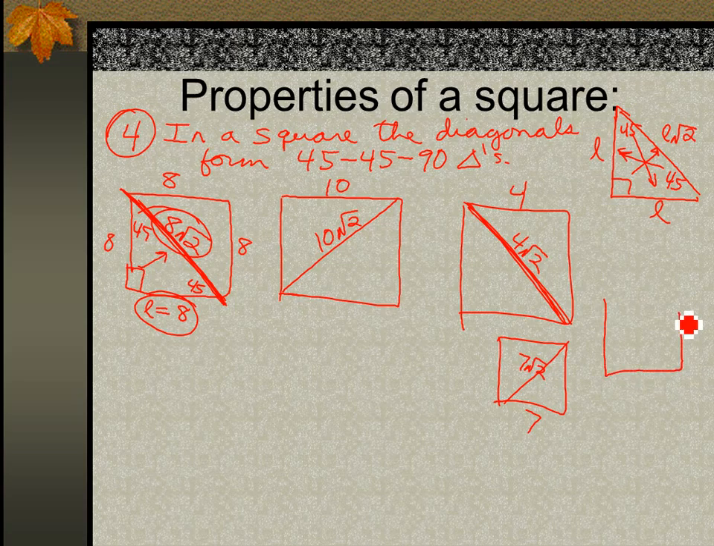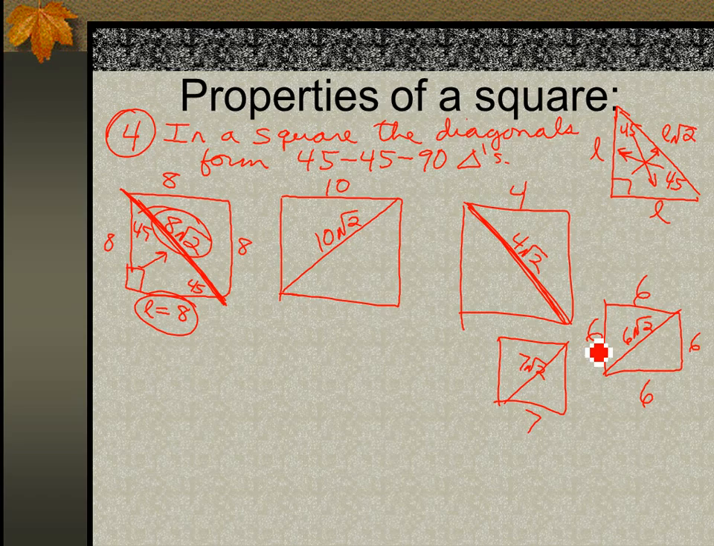What if I turn it around and did something like this? Told you the length of that diagonal there was 6 times the square root of 2. How long is that side right there? 6. How long is this side? 6. So on, so on, so on. Alright? So it's just one quick thing that you know.